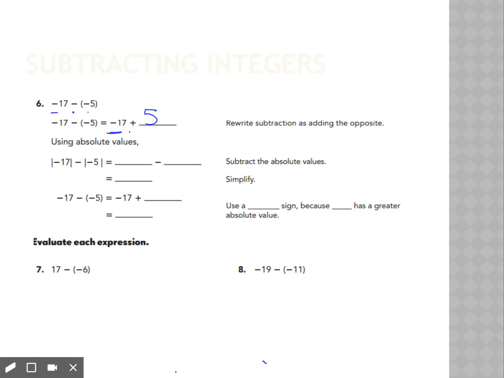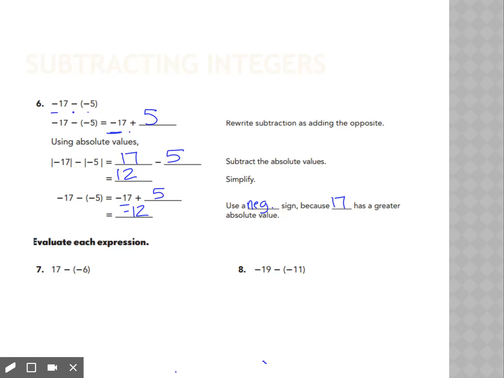So negative 17 minus negative 5, the absolute values of both is simply 17 minus 5. 17 minus 5 is 12. So we're going to go back to our original addition problem of negative 17 plus 5 to determine if our 12 should be negative or positive. Because 17 has a larger value than 5, our answer will be negative since 17 is. So again, we're using a negative sign because 17 has a greater absolute value.